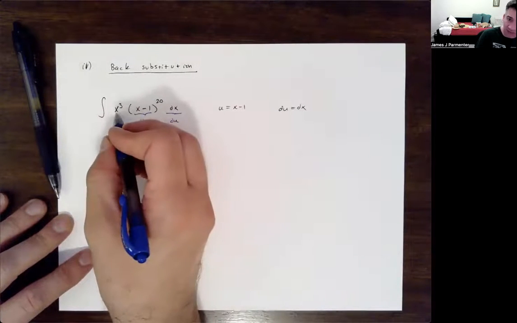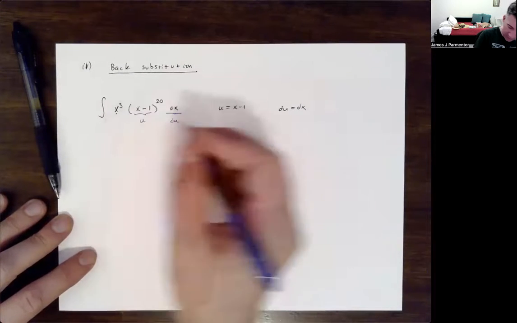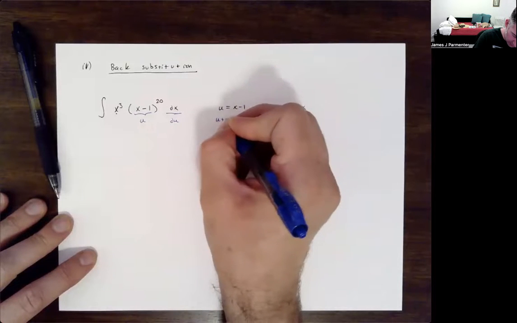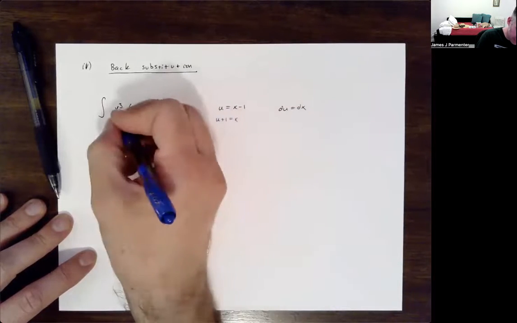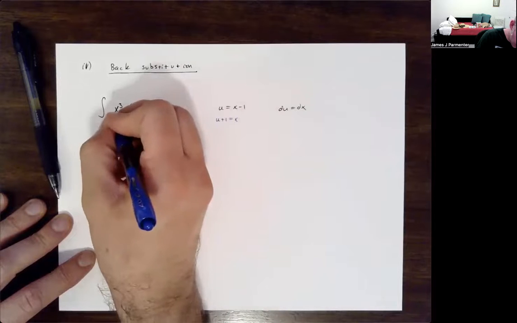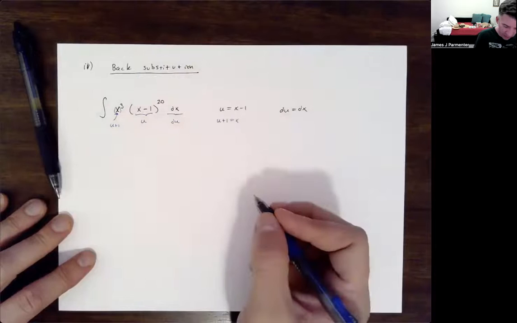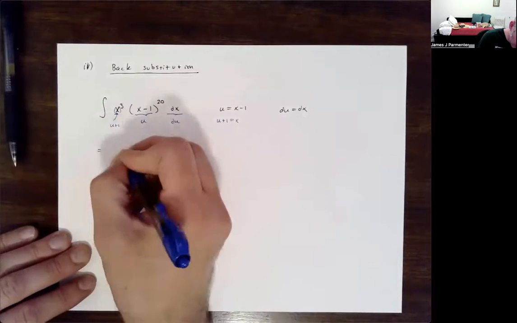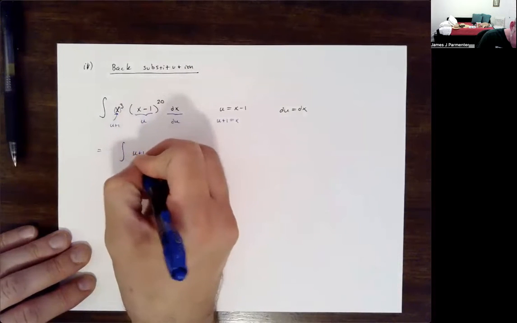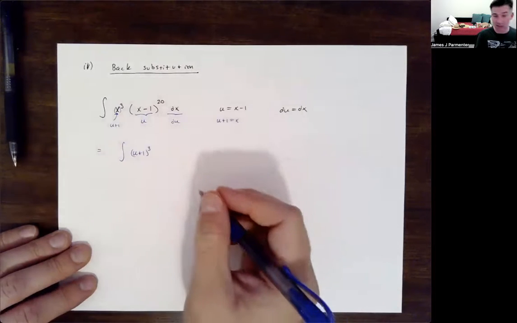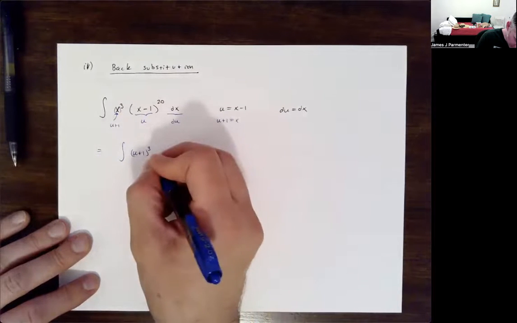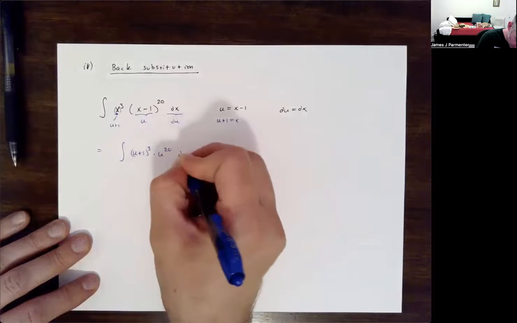But my x cubed, I have a leftover x, or x to a power. So I solve for x here. I say u plus 1 equals x, and then I jam that in for x there. So that x is u plus 1. So x cubed is going to be u plus 1 cubed. So rewriting this integral, it's going to be the integral of u plus 1 cubed, which is maybe larger than I wanted to go, times u to the 20th times du.